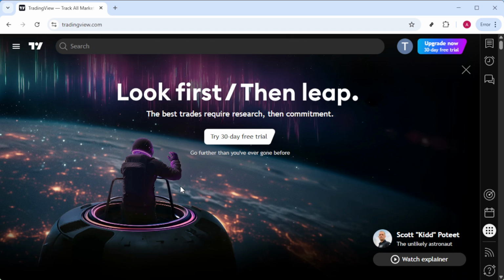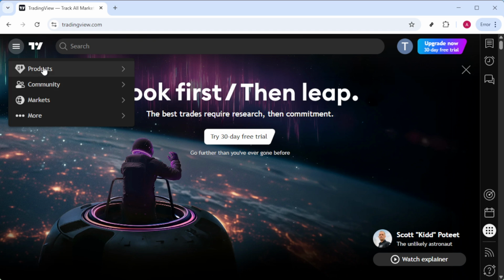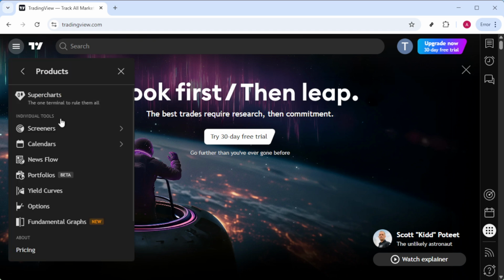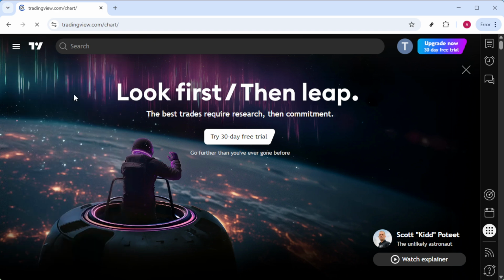First, let's start by navigating to the TradingView website. You'll notice a wide array of financial products right at your fingertips. Here you can explore different markets and communities, an extensive ecosystem designed to meet a variety of trading needs. This platform includes everything from market data to social and educational features.